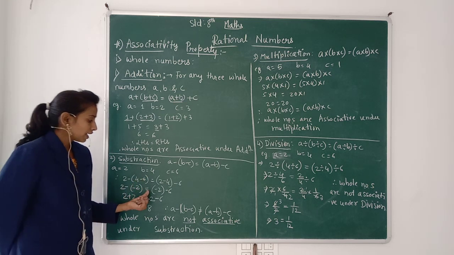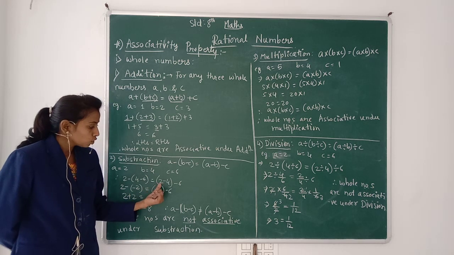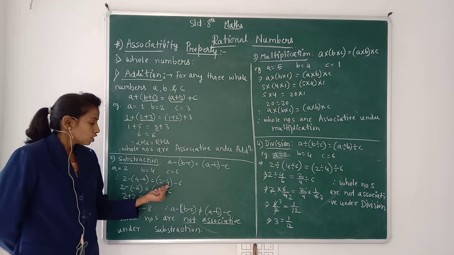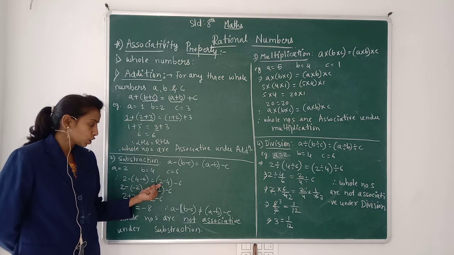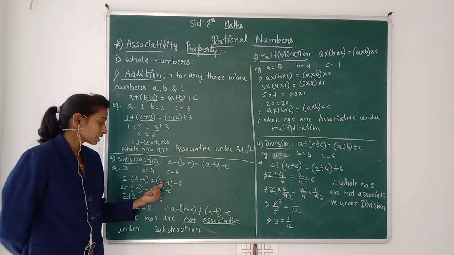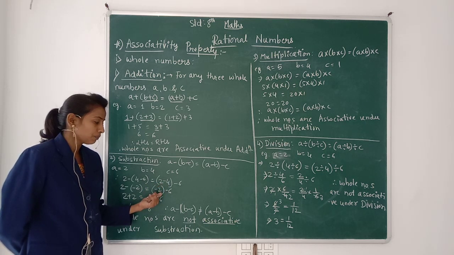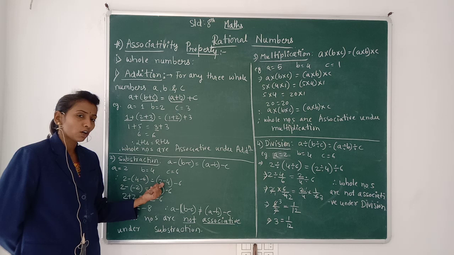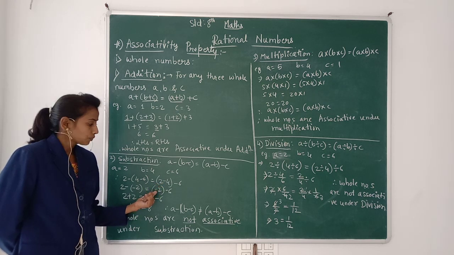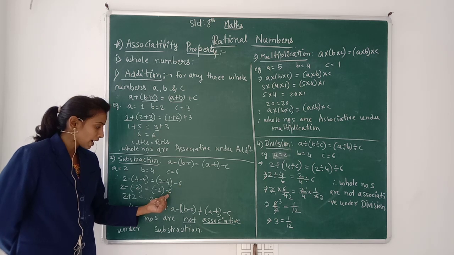Next, on the RHS side, 2 minus 4 is there in the bracket, we have to solve that first. So from 4 you subtract 2, that becomes 2, and before 4 we have a minus sign, so you place the minus sign before 2. Minus 6 you keep as it is.